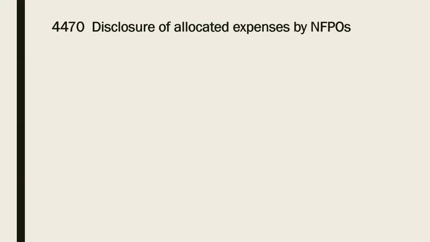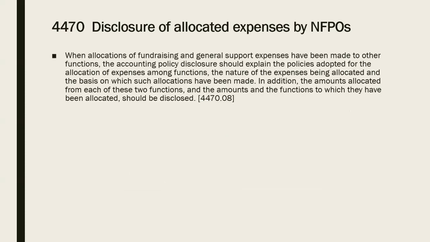Last standard, section 4470, disclosure of allocated expenses. Paragraph 8, when allocations of fundraising and general support expenses have been made to other functions, the accounting policy disclosure must explain the policies adopted for the allocation of expenses amongst functions, the nature of the expenses being allocated, and the basis on which such allocations have been made. In addition, the amounts allocated from each of these two functions and the amounts and the functions to which they've been allocated should be disclosed.